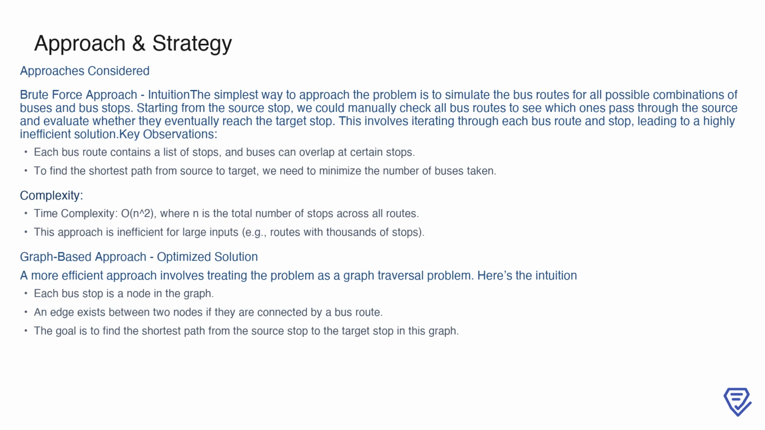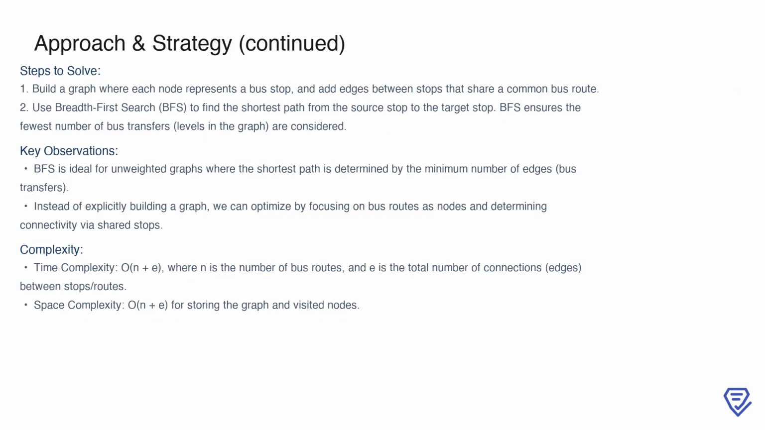Recognizing this inefficiency, we pivot towards a more structured and scalable solution, a graph-based approach. Here, we model the problem as a graph traversal task to find the shortest path between the source and target stops. In the graph-based approach, we represent the problem in a way that directly aligns with graph traversal techniques. Each bus stop becomes a node, and edges are created between stops that share a common bus route.